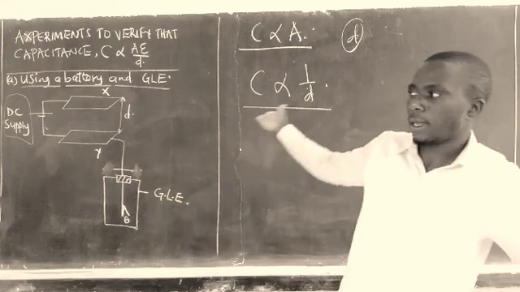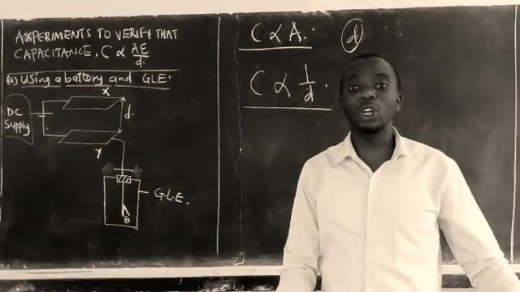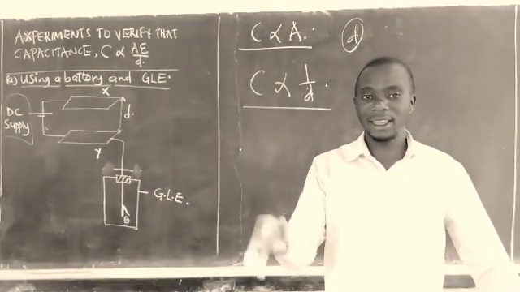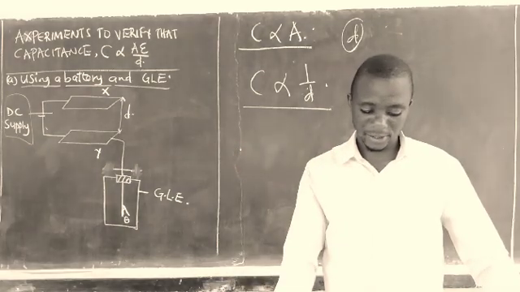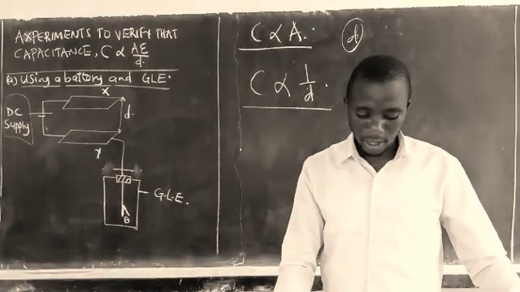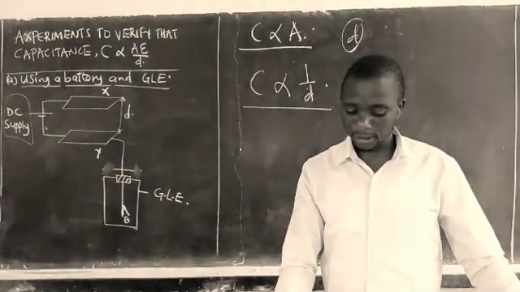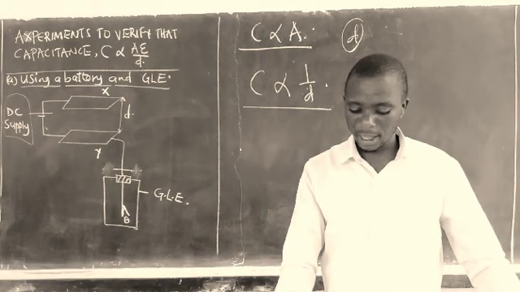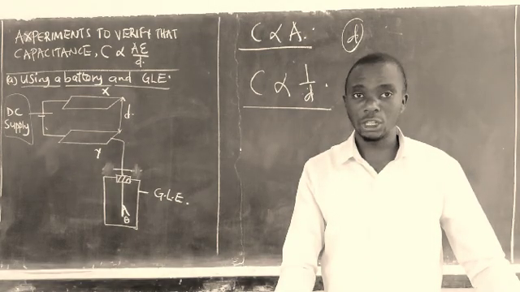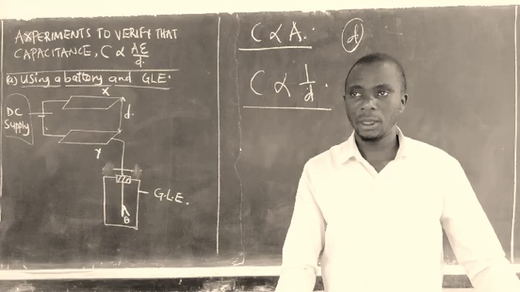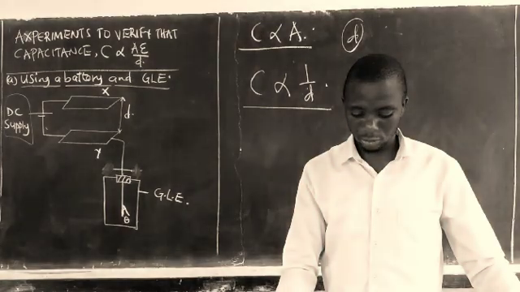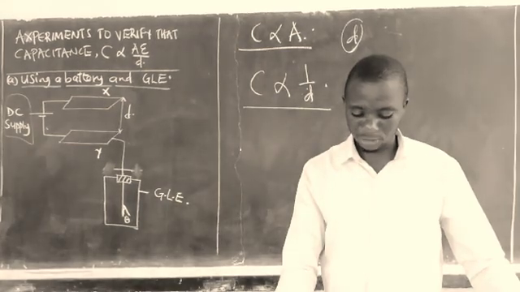Experiment to verify that capacitance is inversely proportional to D. So what do we make constant? The area and the permittivity. Air is kept between the capacitor plates, and the common area A is not changed throughout the experiment.